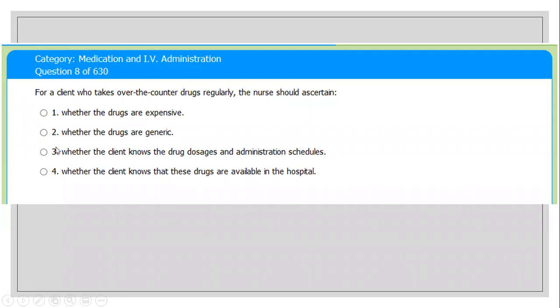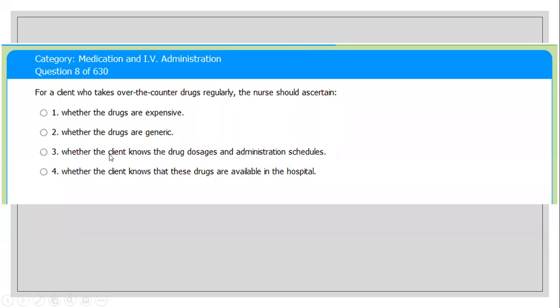So there are 4 options. We have to choose which one is most important, which one is most beneficial to the patient, right? Number 1, it is expensive or non-expensive. It is nothing related to harm to the patient, nothing related to a threat to the health. Number 2, the drug is generic or trade. It is not the patient's concern.